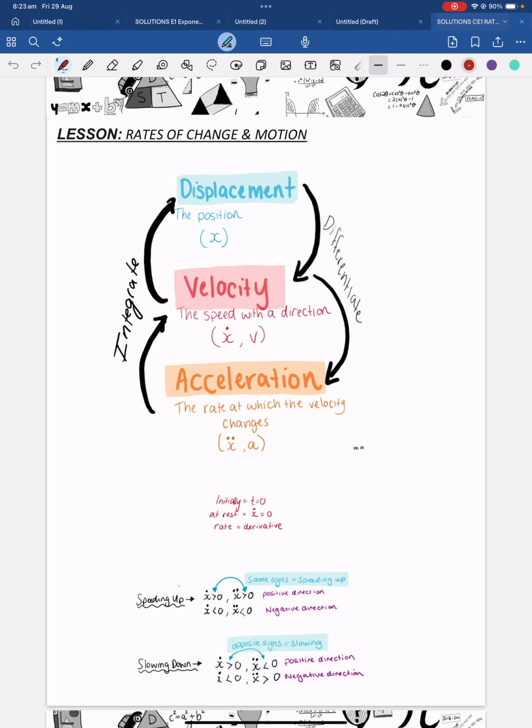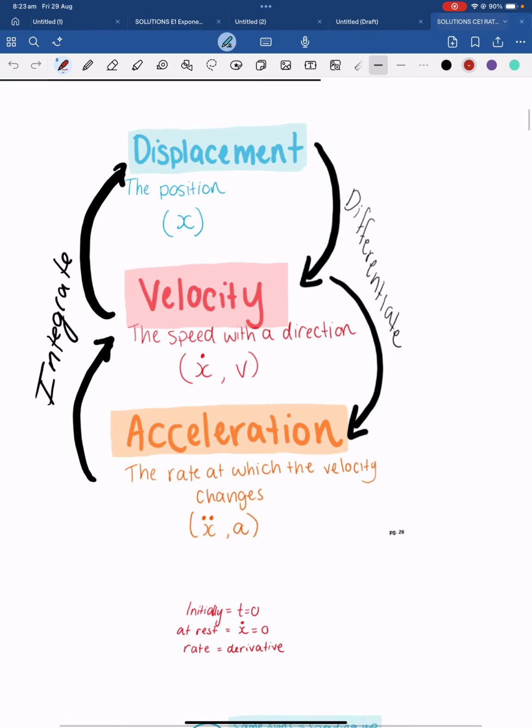So some notation. Displacement we often represent with an X. Velocity then can be a V, but more commonly you'll see it with an X with a dot. And then acceleration, X double dot. And you'll notice down the side here, the derivative of displacement is velocity. So we're putting a dot there instead of the dash that we normally do for derivative. Then the second derivative of displacement, or the first derivative of velocity, is acceleration. It also works backwards, we can integrate. So the integral of acceleration is velocity, and vice versa.